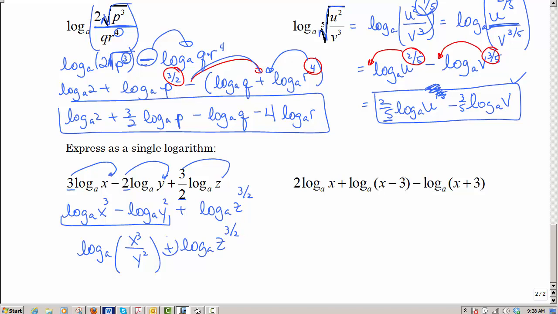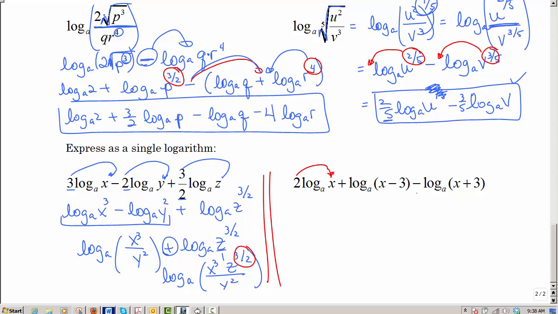Then we have two more with an addition, so that means we can combine them one more time by multiplying. So I have log base a of, and this is like z over 1, so this is going to be x cubed z to the 3/2 over y squared. I would leave it like that. If you want to rewrite that as a radical, go ahead. Don't need to do that for me. Now I have coefficients that are going to move as exponents. That's really all I have. So this is log base a of x squared.